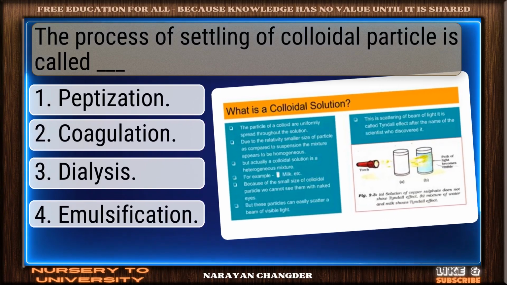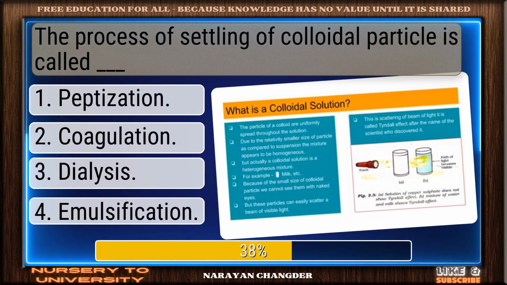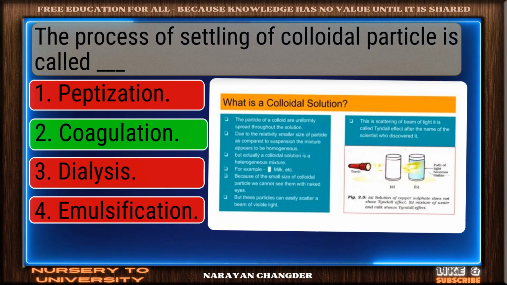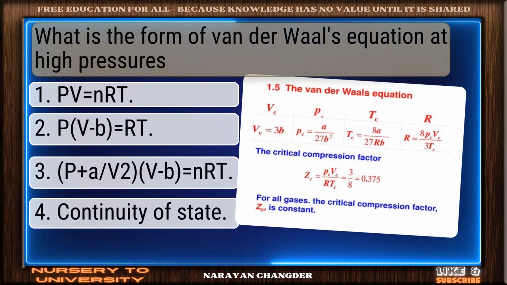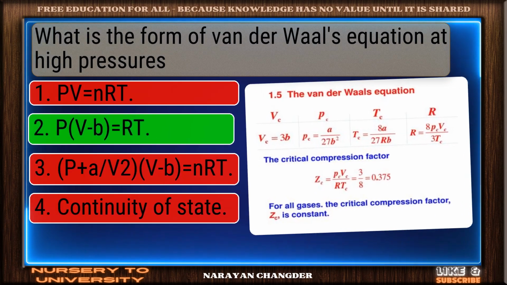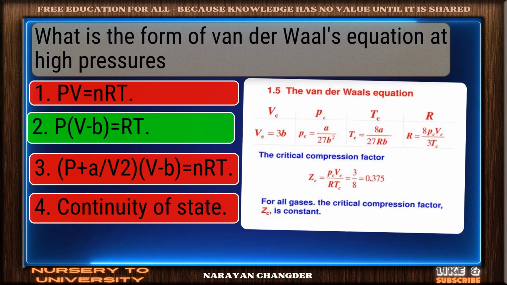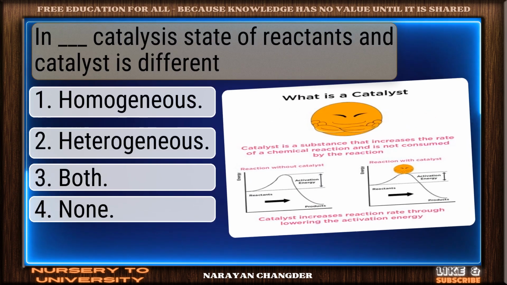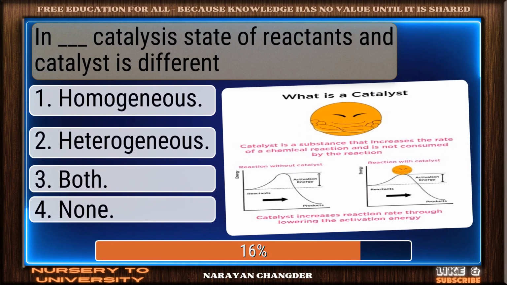The process of settling of colloidal particles is called dash. You chose coagulation, and it is correct. What is the form of van der Waals equation at high pressures? Clear logic. Your choice P equals RT is sound and 100% true. In dash, catalysis state of reactants and catalyst is different.